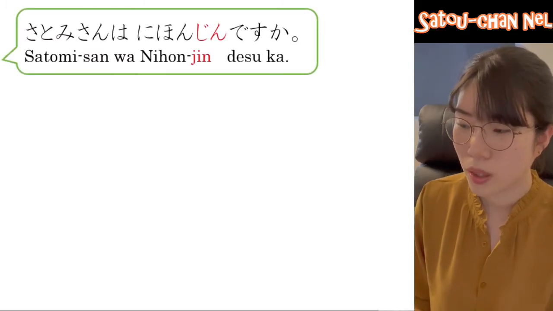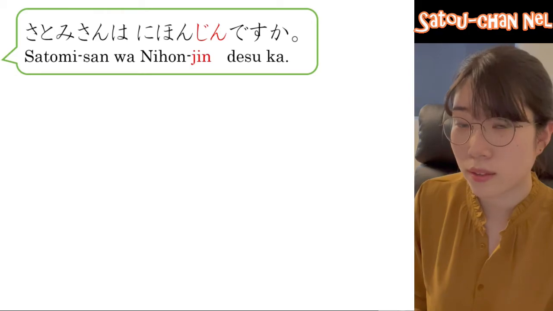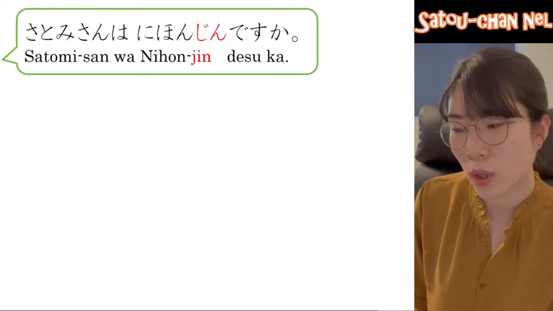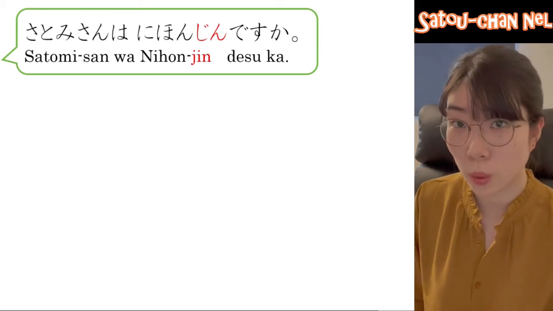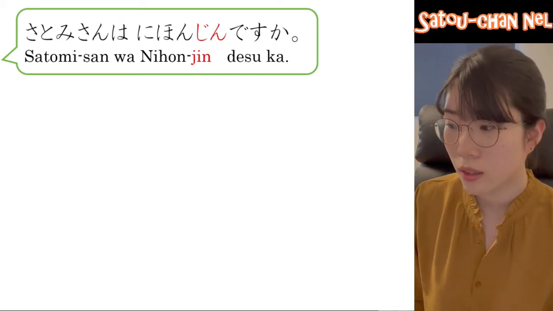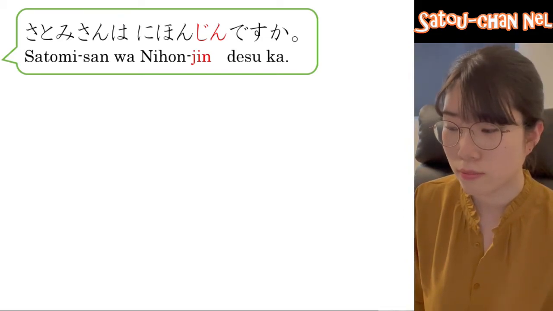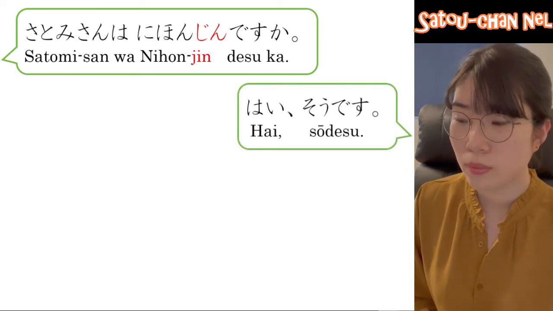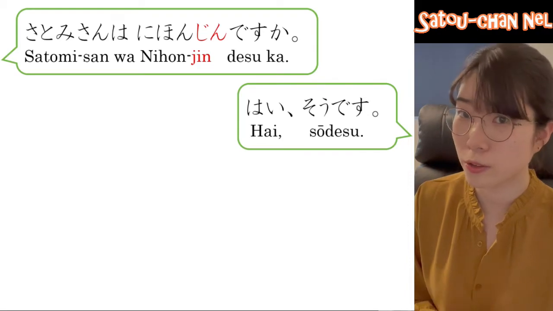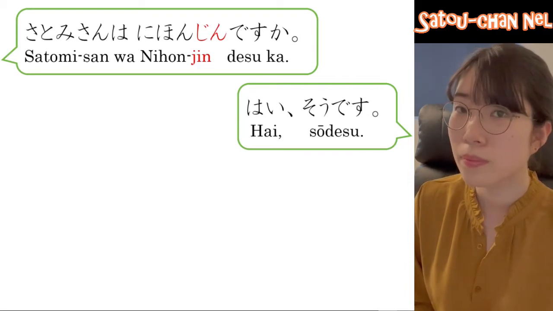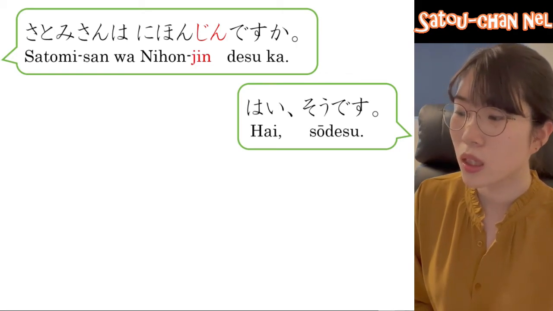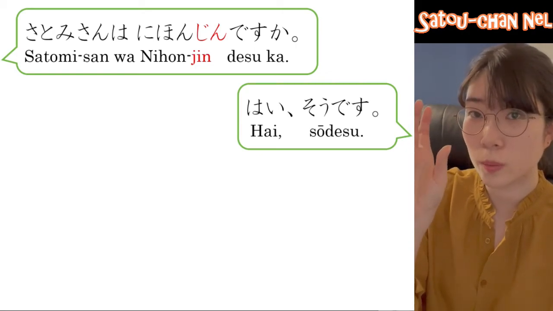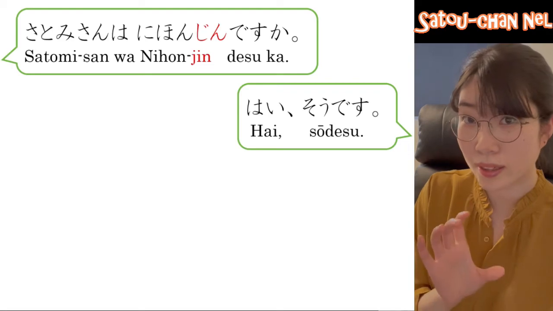Please translate the conversation. さとみさんは日本人ですか？So it's a question about さとみさん, 日本人, Japanese person. Is she Japanese? はい、そうです。Please translate this. はい, yes. そうです, that's right. さとみさんは日本人ですか？Is さとみ Japanese? はい、そうです。Yes, that's right.